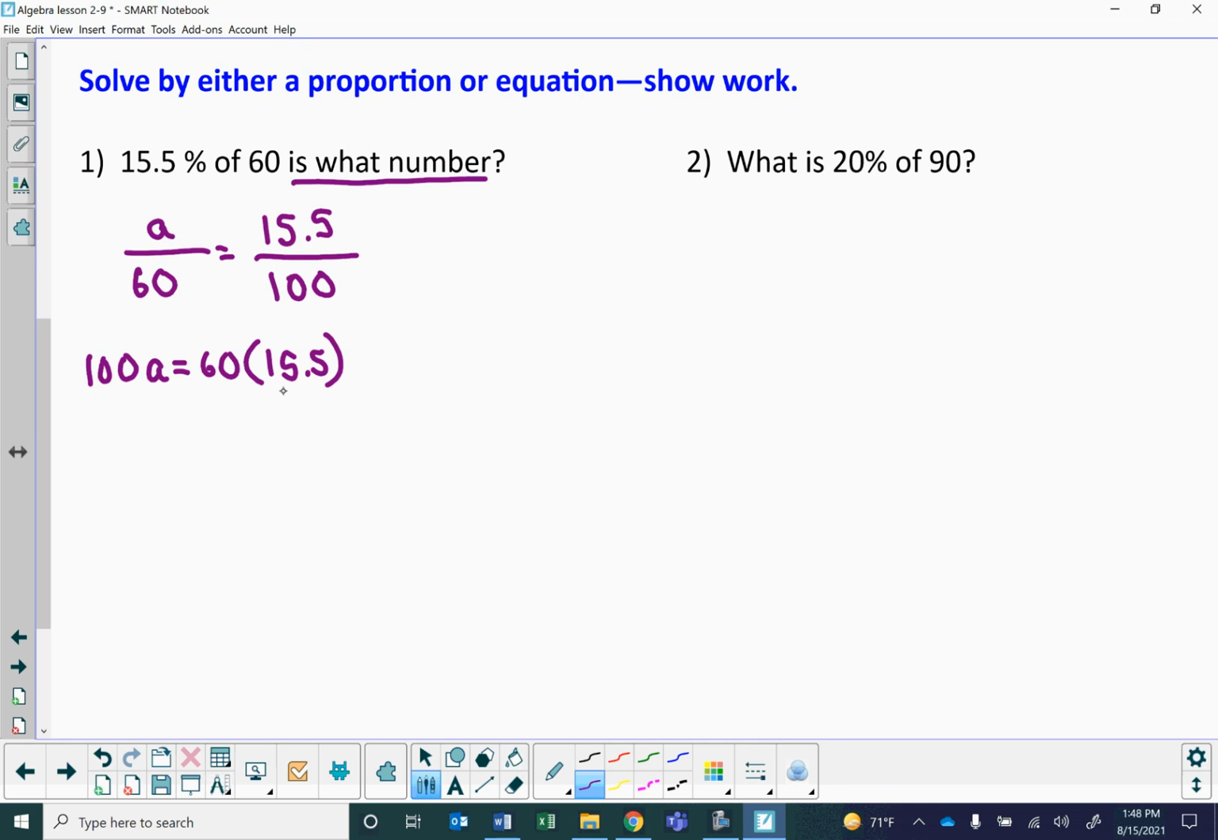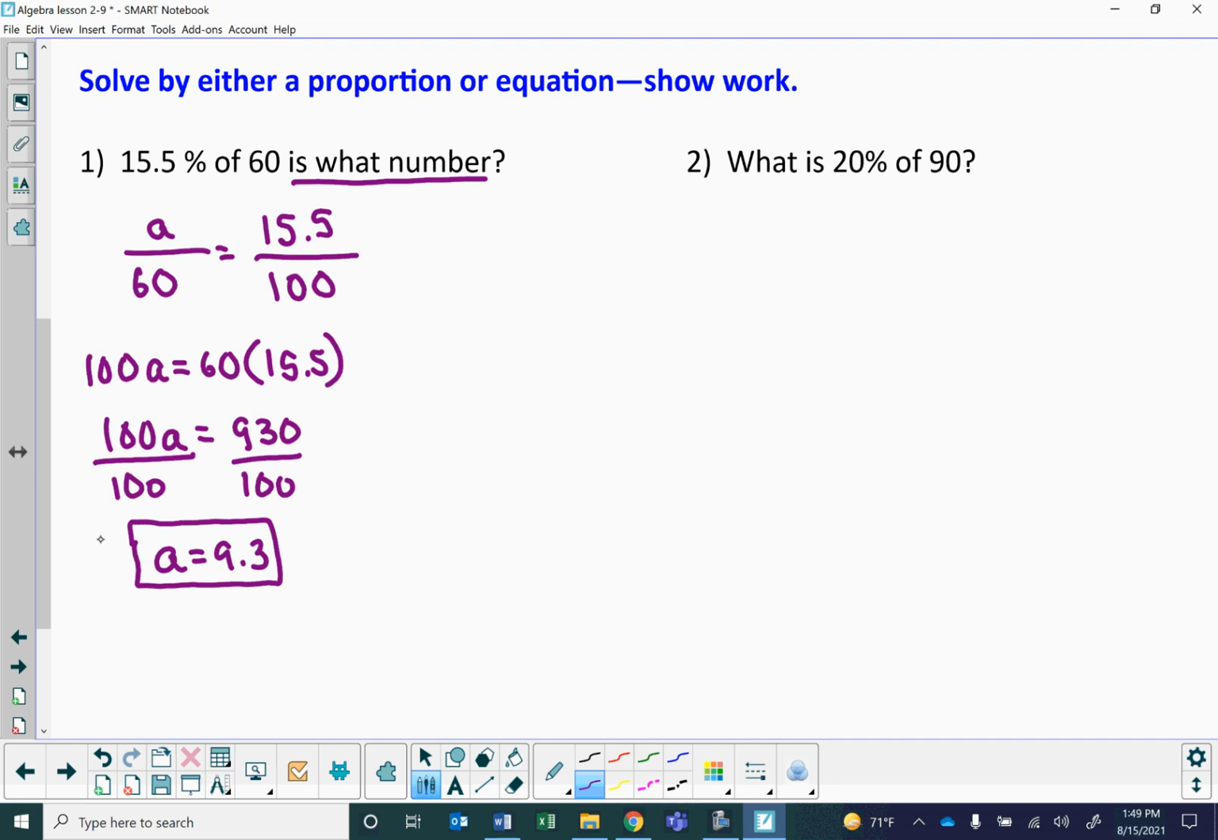60 times 15.5 is 930, so we have 100A equals 930. Divide by 100. Well, we know dividing by 100 is moving that decimal point 2 places to the left. So A is going to equal 9.3. And it's asking for a number, so that's the answer that needs to be written.